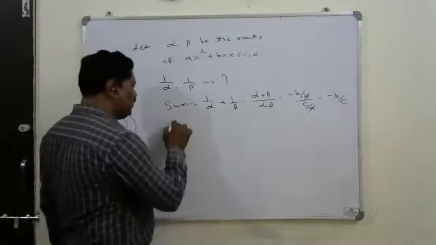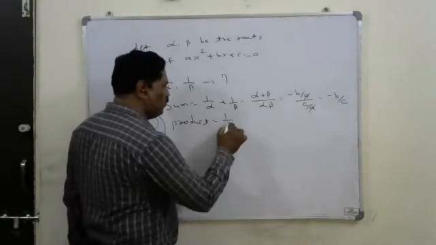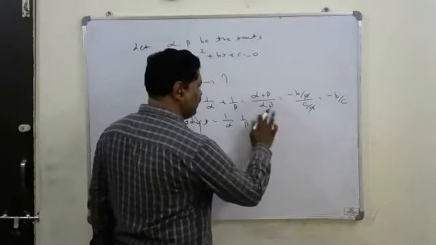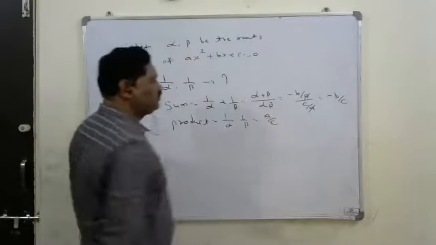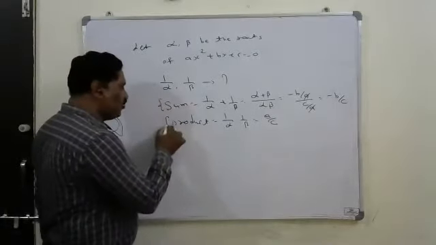Similarly, what is the product of these two roots? Product is 1 by alpha into 1 by beta, that is 1 upon alpha beta, which is a by c. Okay. Now we know the sum of the roots and the product of the roots.